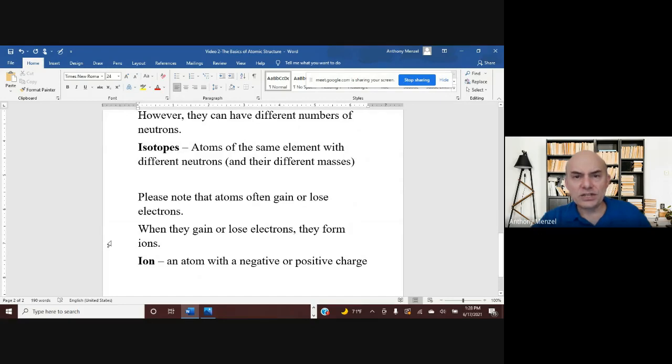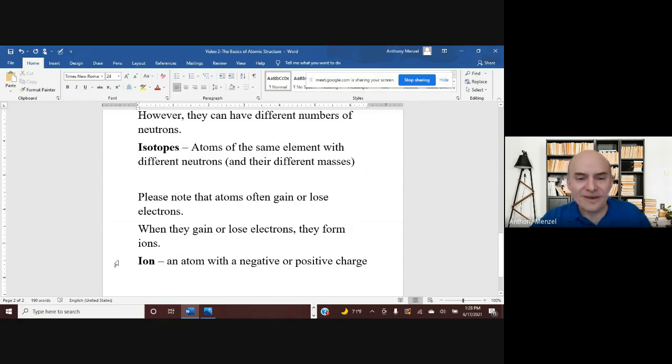Last thing that we need to learn about when we talk about basic atomic structure is that atoms often gain or lose electrons. Remember, the protons are in the nucleus, the neutrons are in that nucleus, they're in the center, but the electrons are moving around the outside very quickly, so they can be gained or lost. And that helps to determine the properties of a given element, when their electrons are gained or lost.